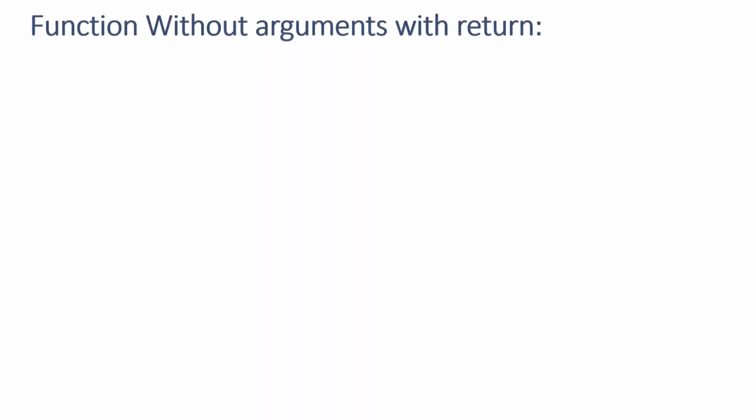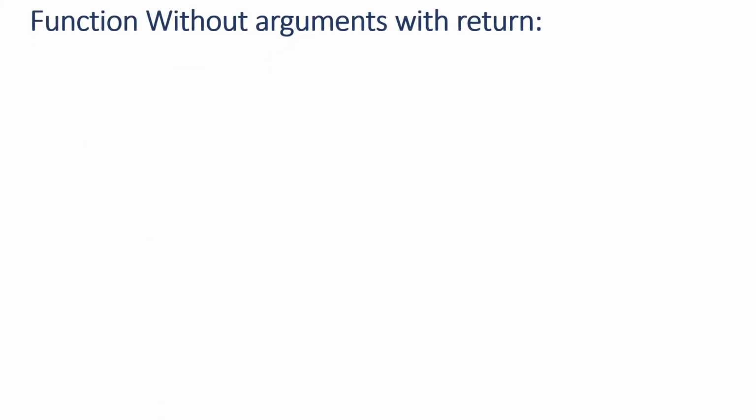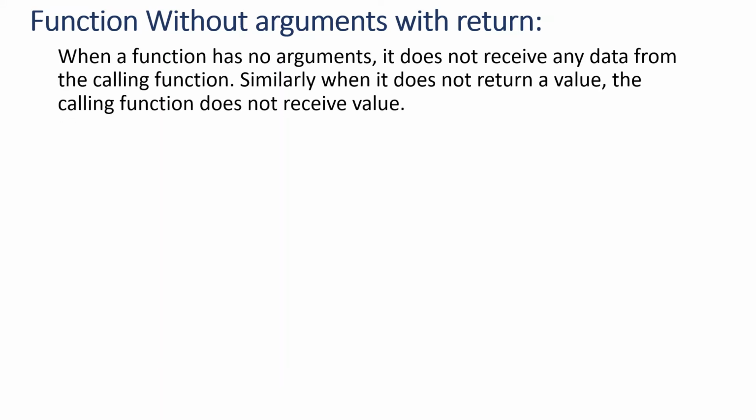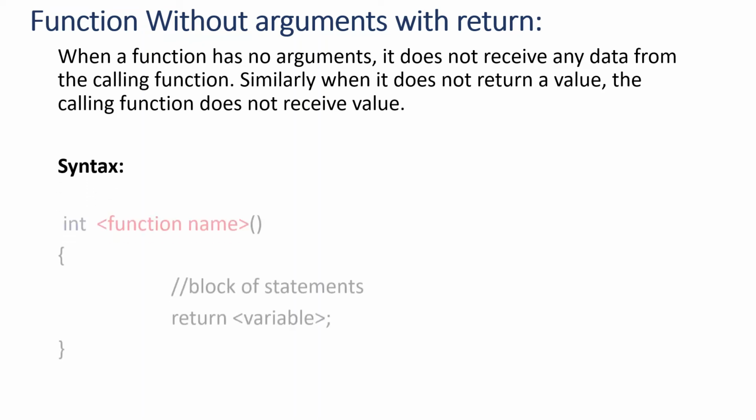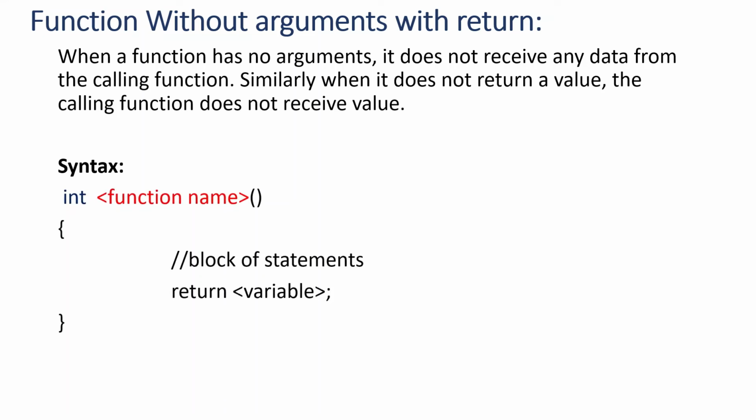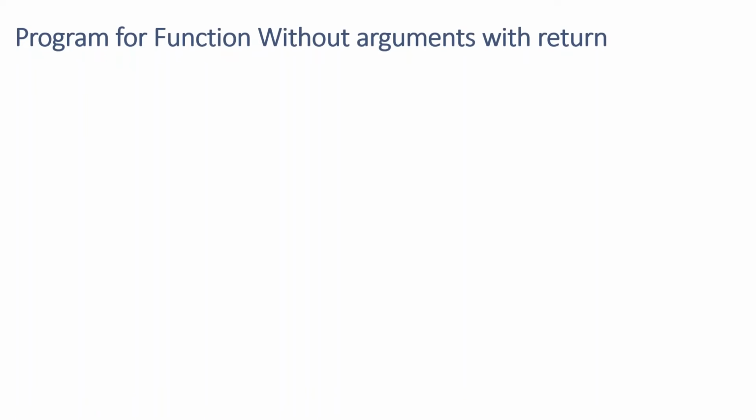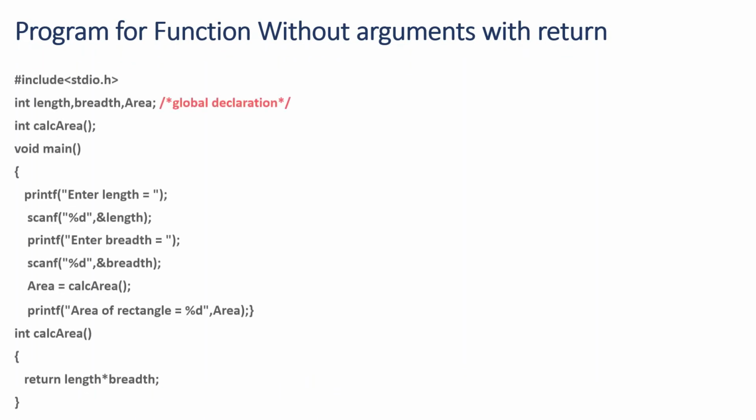Now let us discuss the third type of function, that is, without arguments, with return. When a function has no arguments, it does not receive any data from the calling function. Similarly, when it does not return a value, the calling function does not receive a value. And here is the syntax for this type of function. Now let us see a sample program for function without arguments, with return.